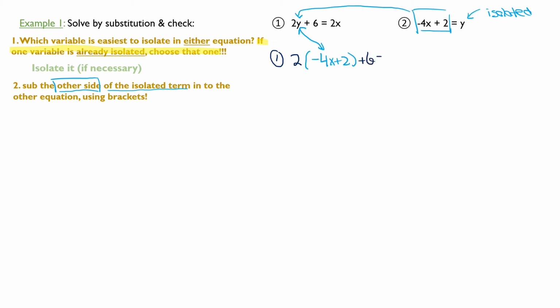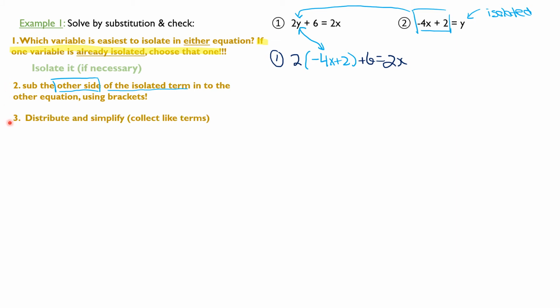Plus 6 equals 2x. So this is equation 1. I took equation 1 and I substituted. That's the title of our lesson. I substituted this y with this, which is equal to y. So I put it in there. That was my step 2 here.